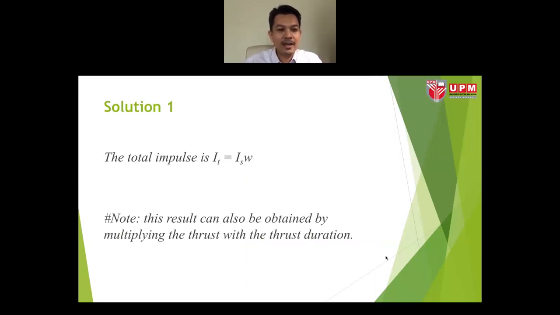Now you can calculate the total impulse. Just now was the specific impulse, Is. The total impulse, with symbol I subscript T, is equal to the specific impulse times the weight. This result can also be obtained by multiplying the thrust value, the F value, with the thrust duration. So basically 54,000 plus times 3, and you will get the same answer for the total impulse.